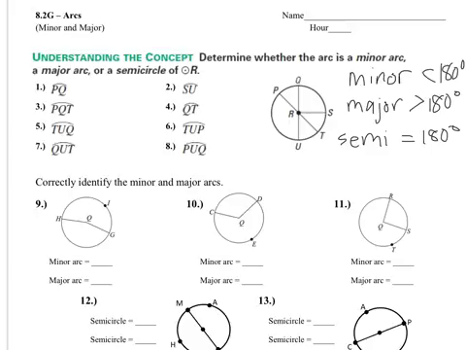Now, minor arcs can be labeled with just 2 points. Major arcs and semicircles need to be labeled with at least 3 points. So, let's identify one of each in this example. For problem number 1, arc PQ, which is right here, that is less than half of the circle, so that is a minor arc.